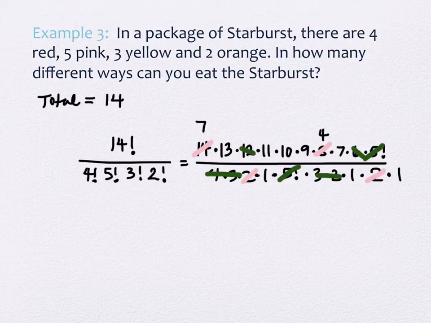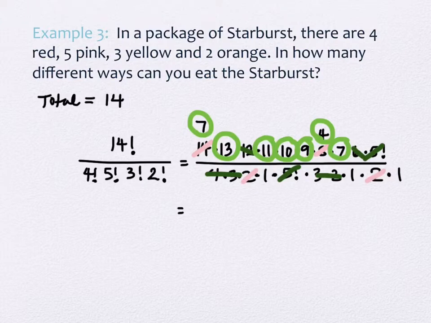The thing that you do want to be careful of is that when you go back, you find all of the values that you didn't cancel, right? Everything that is actually still there. So I have 7 times 13, 11, 10, 9, 4, and 7. And I want to multiply all of those together, and your calculator will be your friend to do that.